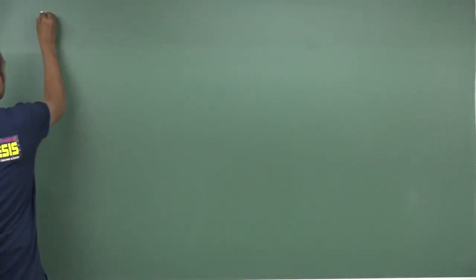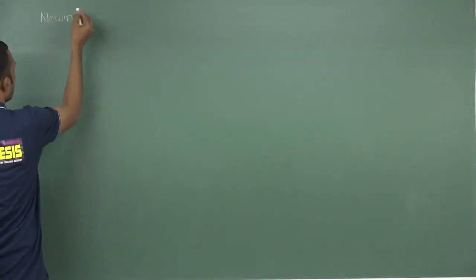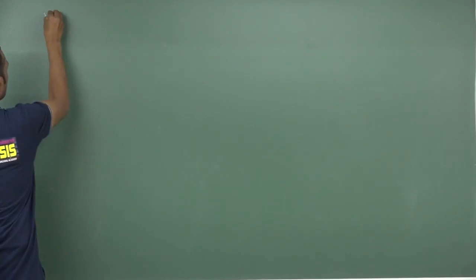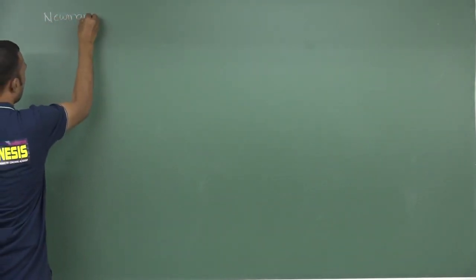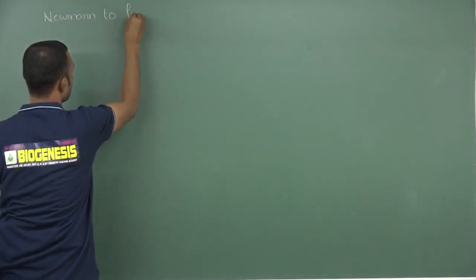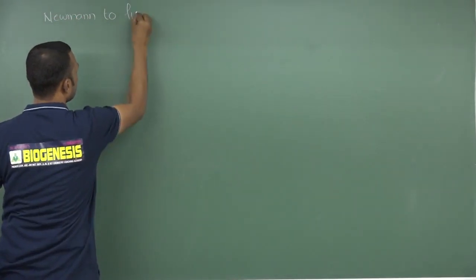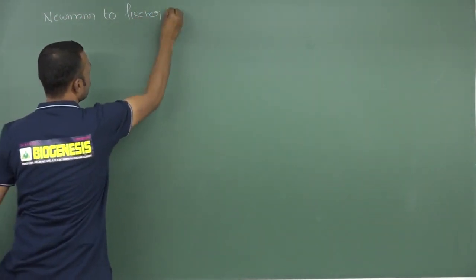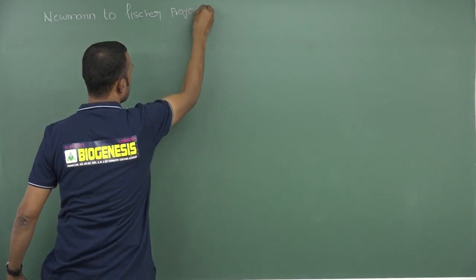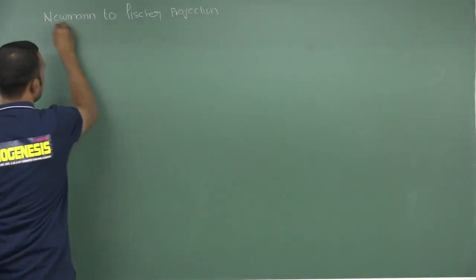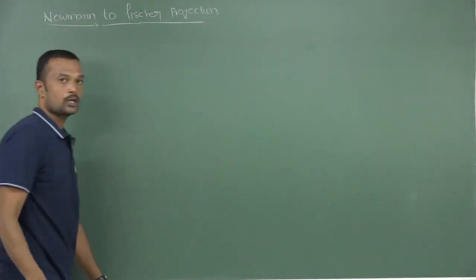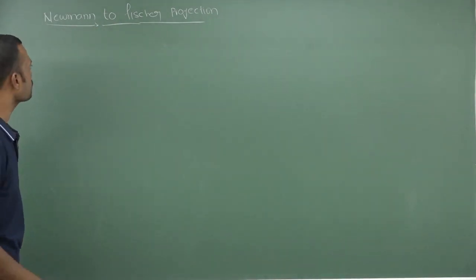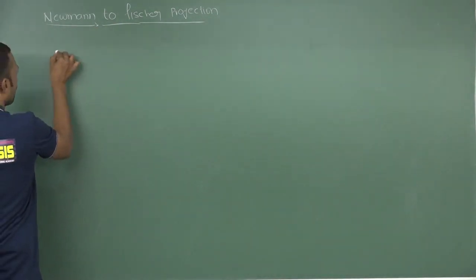Now, interconversion of projections. I am taking Newman to Fischer. How to convert a Newman projection to Fischer projection? First, try to take any example of a Newman projection.